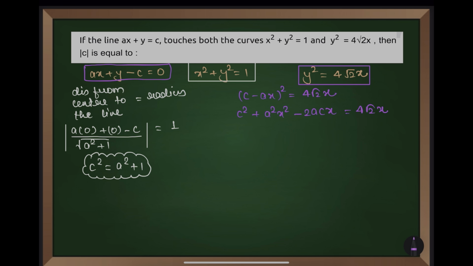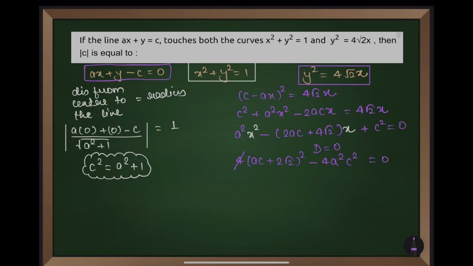Now I'll write a quadratic in x. So a square x square minus, both x are negative only, so I'll go with minus, it doesn't matter, 2ac plus 4 root 2 x plus c square. So we got a quadratic in x, correct? Now you know that it is tangent, so we will have one touch. One touch means D should be 0, so I'll substitute D to be 0. So b square, I'll take 2 common, so b square minus 4ac is equal to 0.